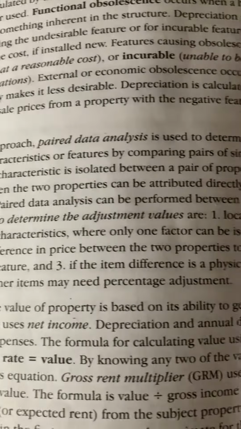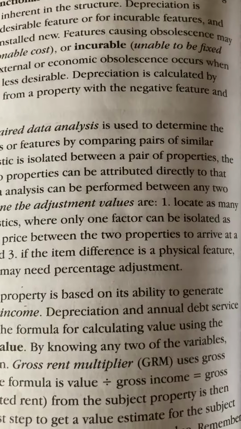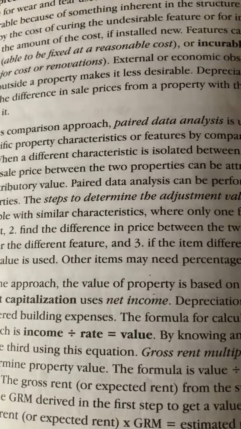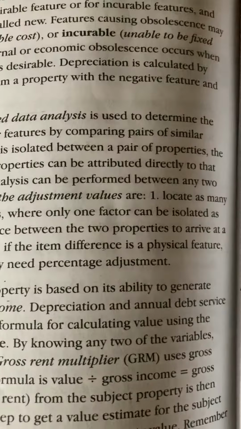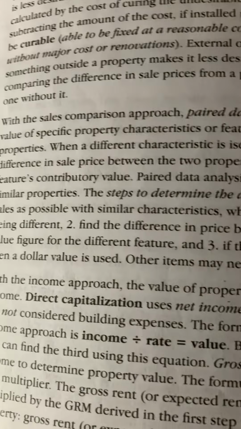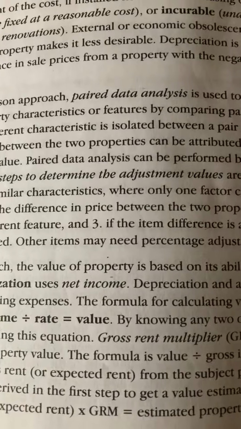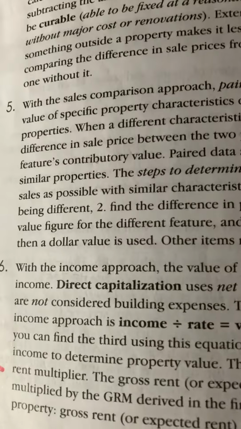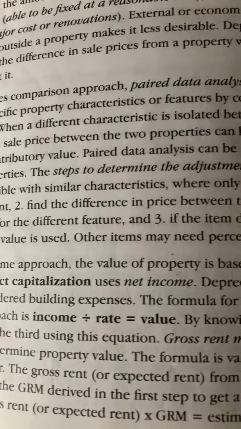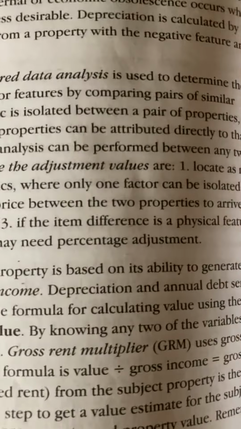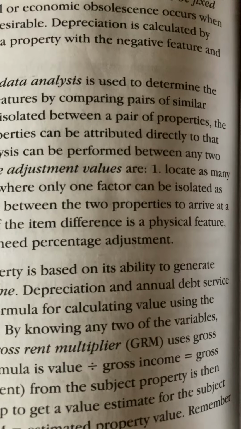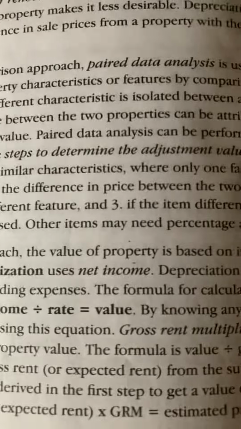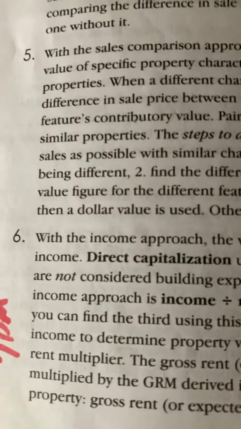The steps to determine the adjustment values are: number 1, locate as many sales as possible with similar characteristics where only one factor can be isolated as being different. 2, find the difference in price between the two properties to arrive at a value figure for the different feature. And 3, if the item difference is a physical feature, then a dollar value is used. Other items may need percentage adjustment.